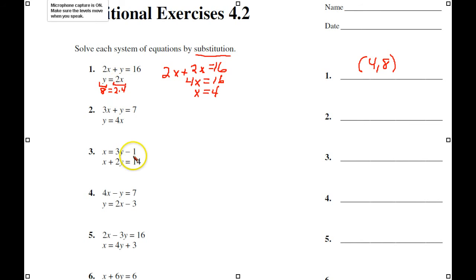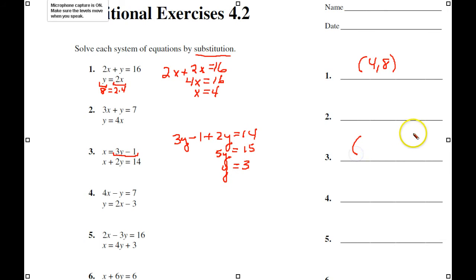Now, I'm not going to do them all, but I'll do the odds, because otherwise it gets quite tedious. And I'm here to show you the method. Now here we're saying that x is this, so where the x is, I'm going to put that. 3y minus 1 plus 2y equals 14. So I group like terms, and I get 5y. Transpose this, and I get 15. And I get y equals 3.